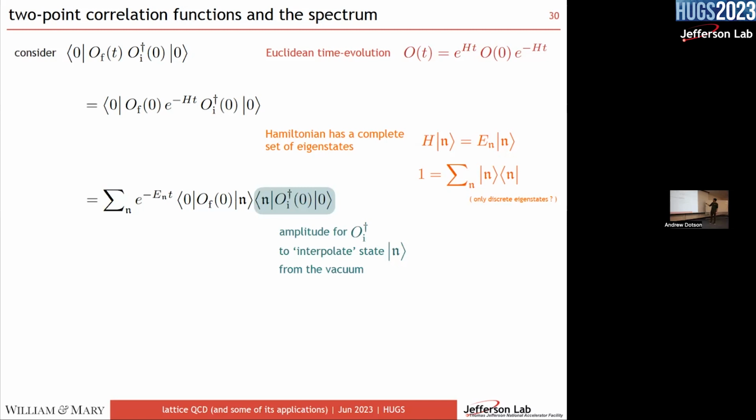So I can insert that one in here, and then the Hamiltonian is hitting one of its energy eigenstates, which will turn it into an energy. And we're left with this. The correlation function is just a sum over states, with each one having a decaying exponential with the decay controlled by its energy. And these prefactors, well, this has a simple interpretation. This is how good is that particular operator at interpolating this particular state from the vacuum. So in a sense, how much does this operator look like this particular hadron state? For some hadrons, it will be big. For other hadrons, it will be small.